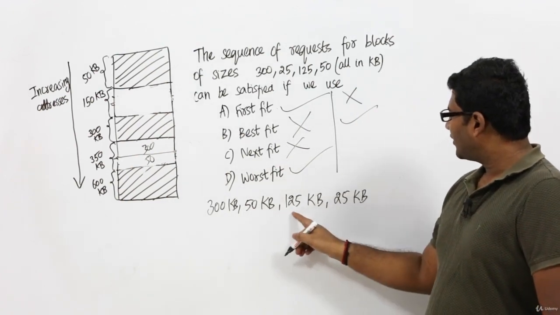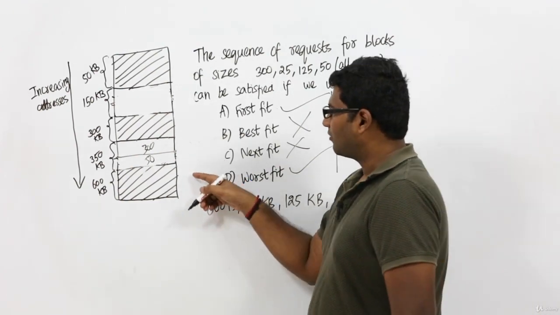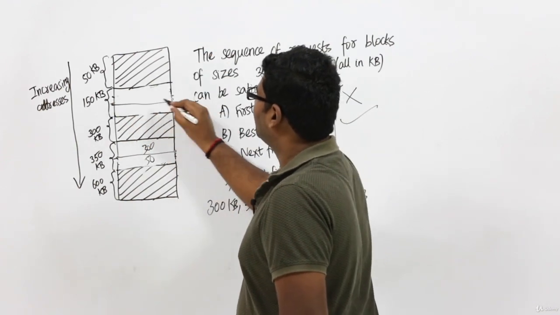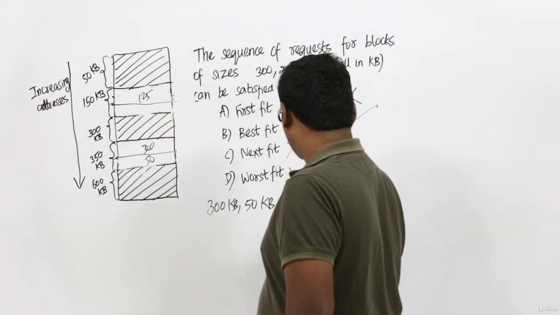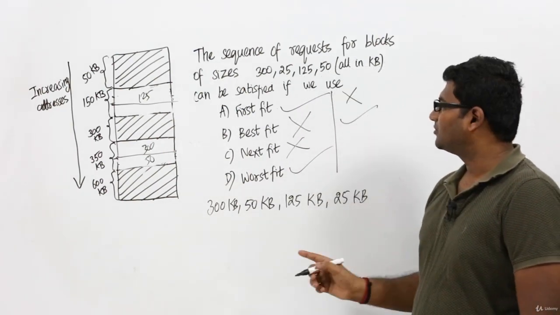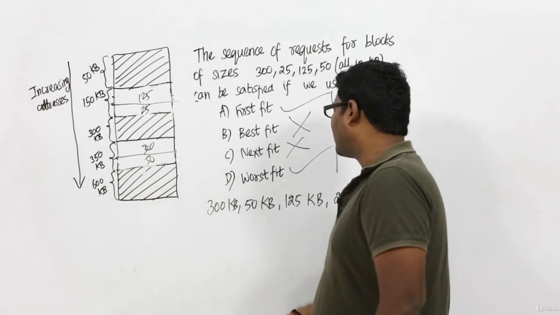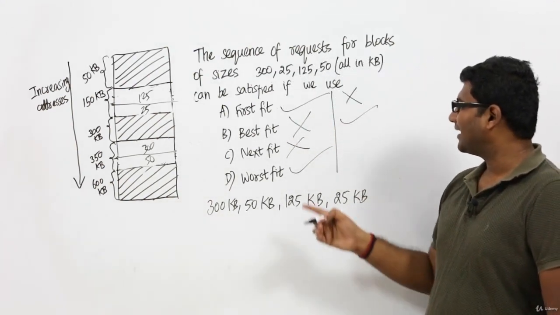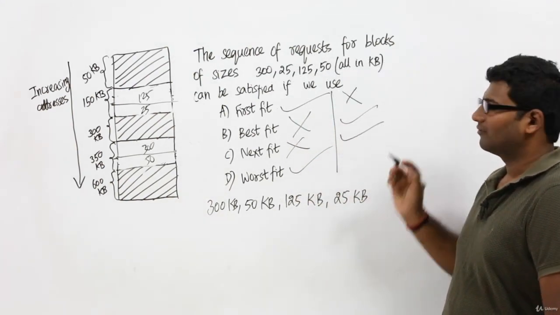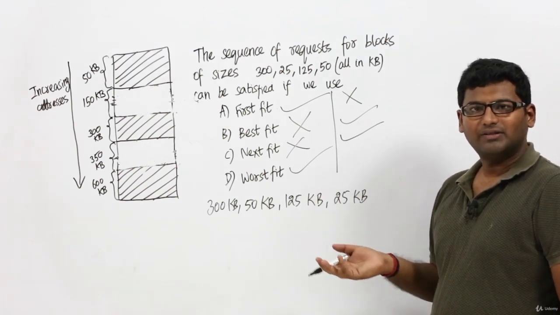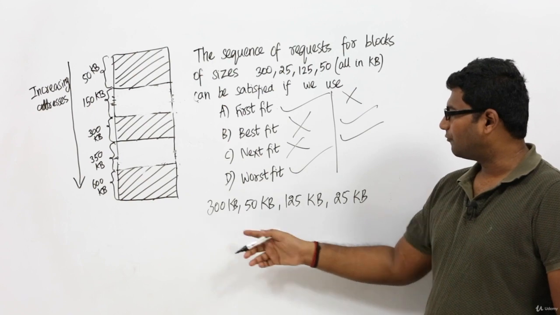Now whenever a 125 KB process comes into the RAM, we'll start from here and then we'll go here and then we'll occupy this 125 over here. Now whenever a 25 KB process comes into the RAM, we will occupy it straight away over here. So what we are observing here is that next fit works perfectly here. Now let's see what will happen if you use worst fit for this ordering.